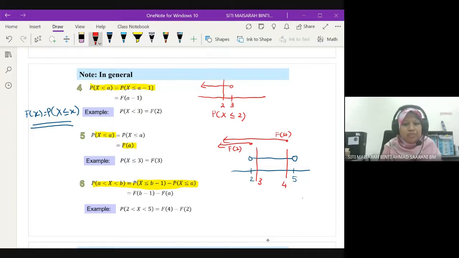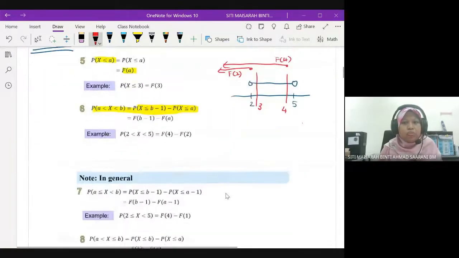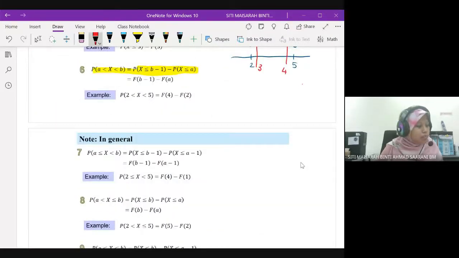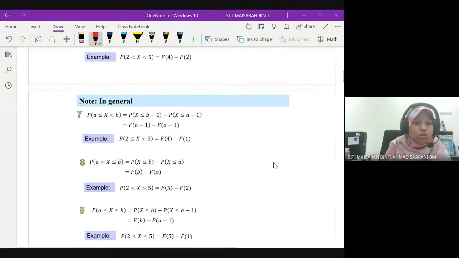Okay, so jadi probability X less or equal to 4 minus probability X less or equal to 2. Okay. So then, dia kena tengok bila kita buat soalan, kita akan tengok macam ni lah. Tak perlu hafal sangat pun sebenarnya. Jadi lama-lama akan ingat. And then yang ketujuh, probability X more or equal to A less than B.